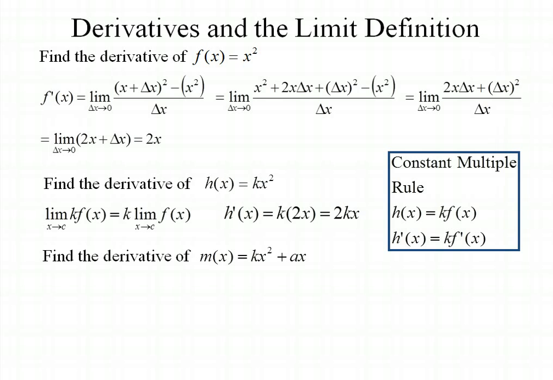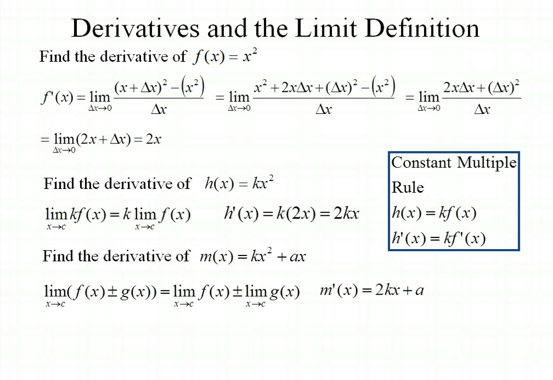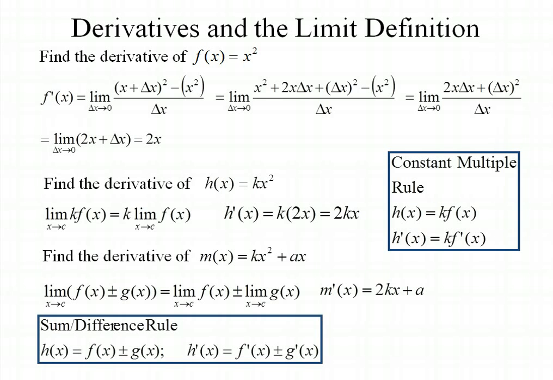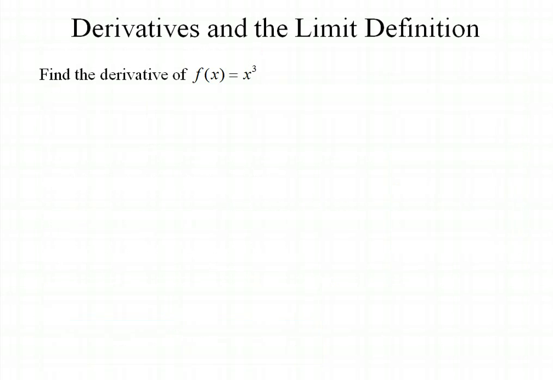Let's try to find the derivative of kx squared plus ax. In this case, we're adding and subtracting two different functions, and we have a limit rule on that. So if you have the limit of two functions that are added or subtracted, you can take the limit of them separately. So m prime of x would just be 2kx plus a, taking the limit of each one of those functions separately. And that gives us a sum and difference rule for derivatives. So h prime of x is going to be f prime of x plus or minus g prime of x, taking the limits separately, taking the derivative separately.